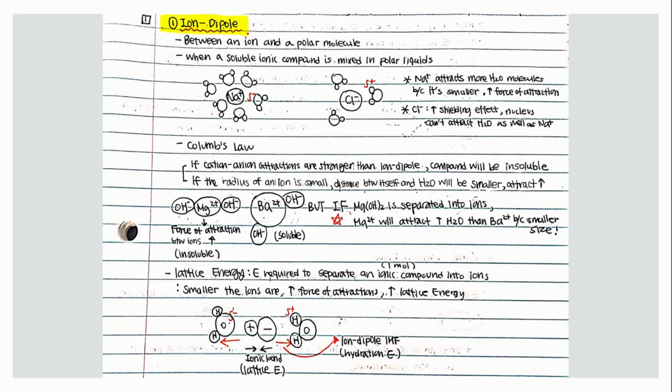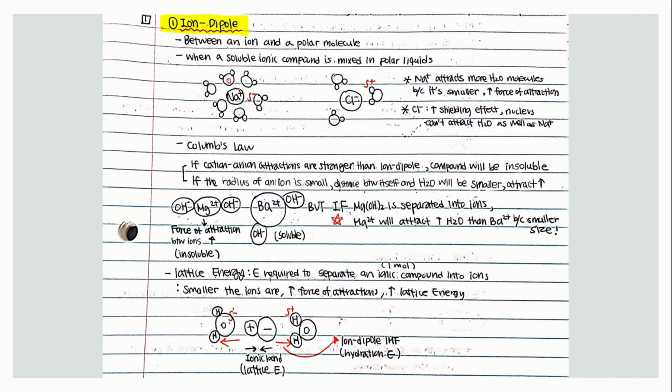First is the ion-dipole, and they are between an ion and a polar molecule. It's when a soluble ionic compound is mixed in polar liquids such as water. So this is an example when a salt or NaCl dissolves in water. It dissociates into Na+ and Cl- ions, and they will each attract the water molecules.